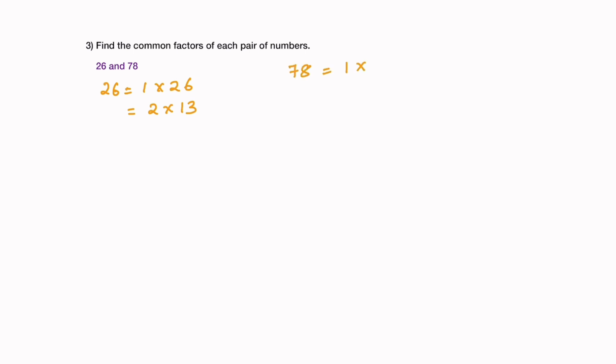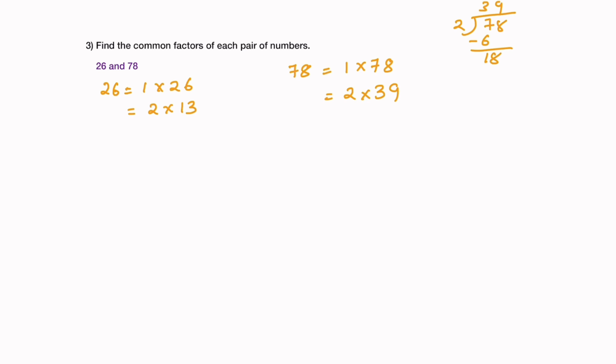78 is 1 times 78. That's 2 times 39 as well, right? 78 divided by 2, because it's an even number, so definitely 2 will go, right? So that's times 3, 6, 1, 8. So that's times 9, right? So 39. 39 also tells me it has to go in 3, right?